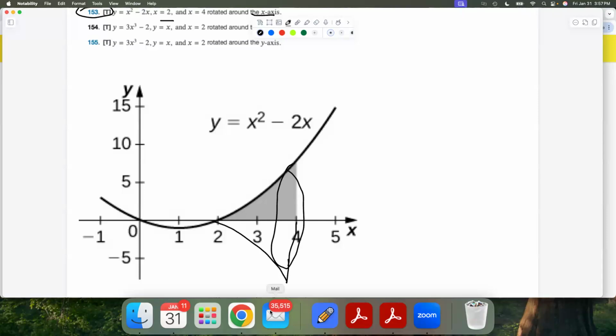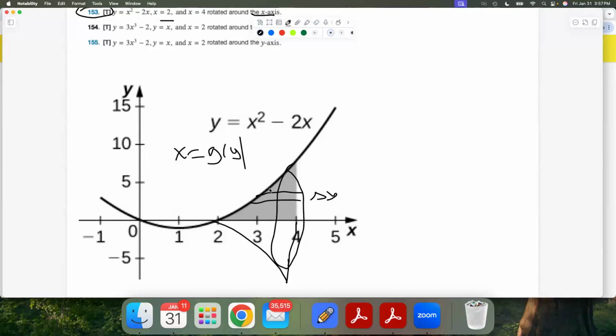I'm thinking discs. Like we could use shells. Like I could have this thing rotated around. But to do that, I would have a delta y, and I would need this height in terms of y's, not in terms of x's. I would have to go back and solve this function x equals some function of y. If you're integrating with respect to y, everybody has to be y's. That is very difficult. That's not a one-to-one function.